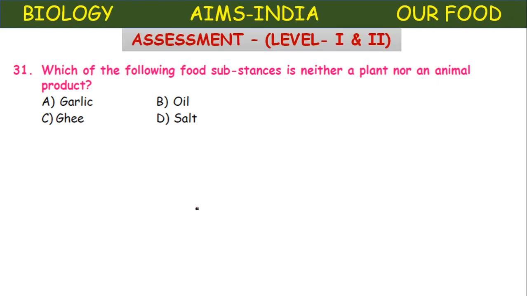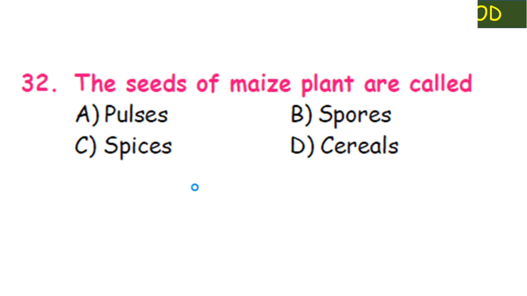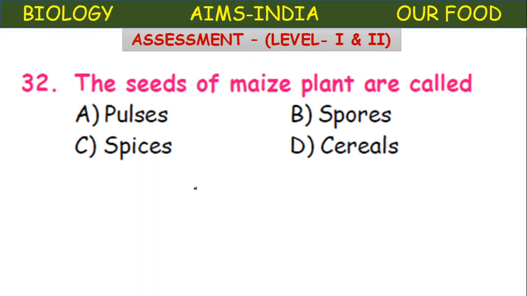Which of the following food substances is neither a plant nor an animal product? Garlic, oil, ghee, salt. Salt is obtained from the sea, so it is neither produced from plants nor from animals. The seeds of the maize plant are called pulses, spores, spices, cereals. Maize comes under the cereals group, food grains.